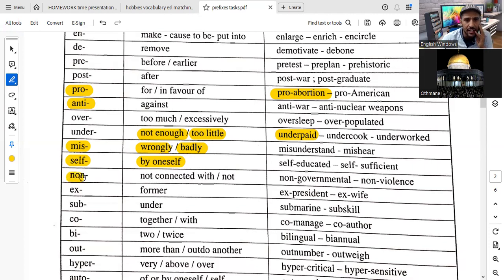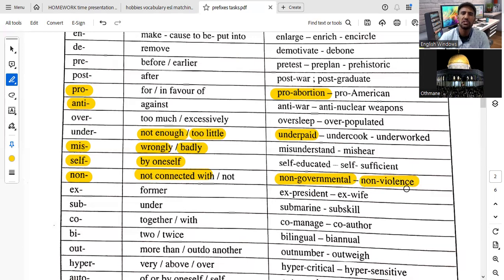That's it. Non means it has no relation with, or it's not connected with. What we add with non means it's not connected with or has no relationship with, like non-governmental. Some organizations are non-governmental. Most of the associations are non-governmental. Non-governmental means they are not connected to the government. It's not a governmental body or organization, so we say it's a non-governmental organization.